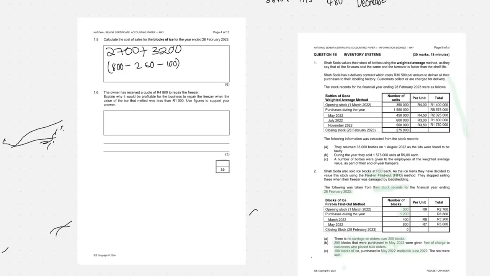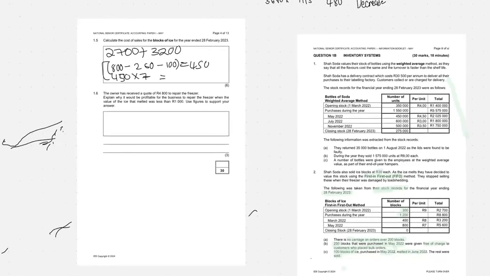So we just take the 450 times 7, and that will give us the cost of the goods that were sold from May's purchases, which is 3,150. So we can add that 3,150. Then they said there was no carriage of purchases over 200 blocks. We purchased 400 and 800, so we didn't have carriage. And closing stock is 0, so we don't have to minus any closing stock.